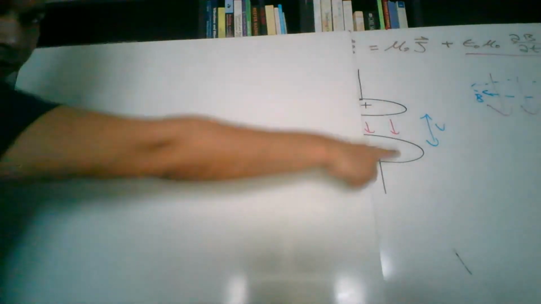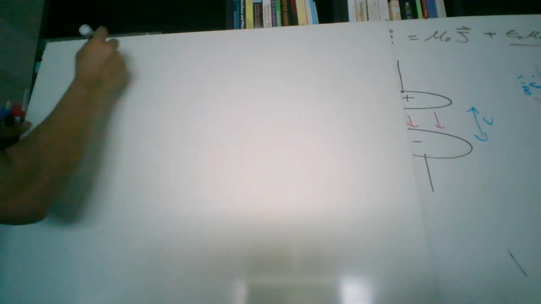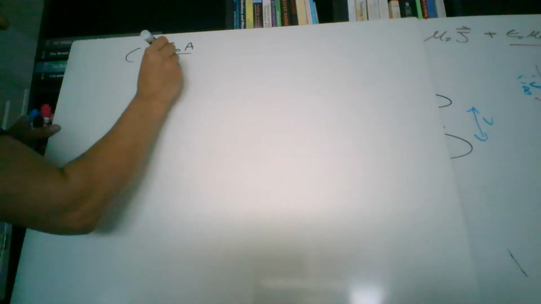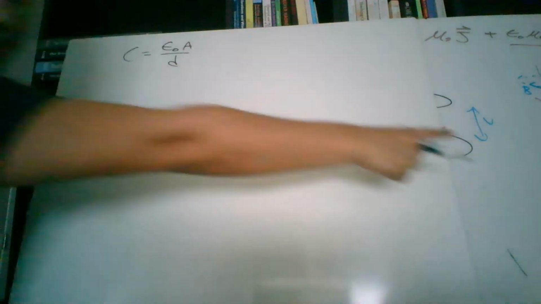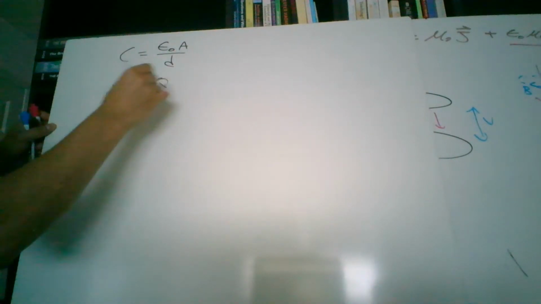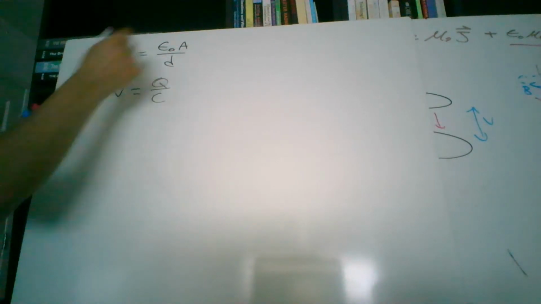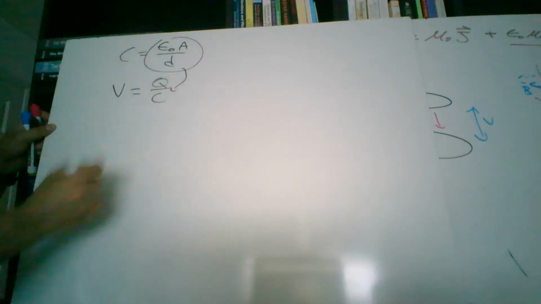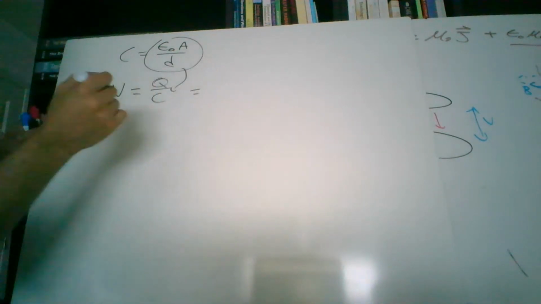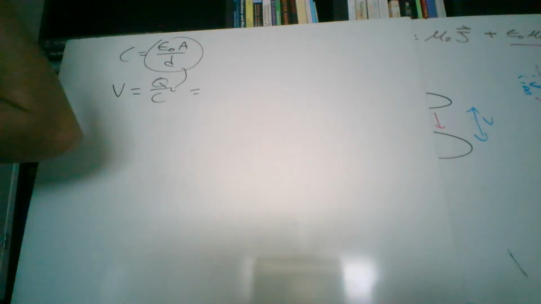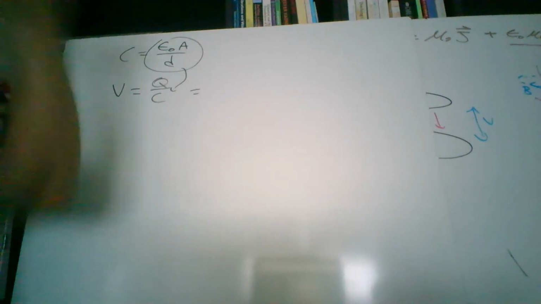So this is a parallel plate capacitor. A parallel plate capacitor has an equation. C is equal to epsilon naught times A divided by D. But we know that there's a voltage, a potential difference here, and voltage can be given by Q divided by C. Now, wait a minute. We know what C is, so I can replace that down here, and we get that the voltage is going to equal QD over epsilon naught A. Am I saying that right? Yeah. QD over epsilon naught A.